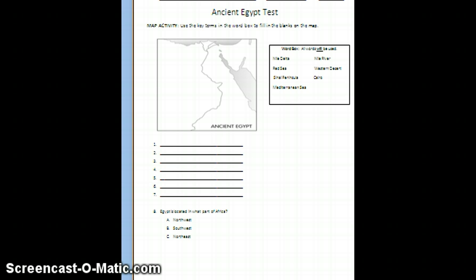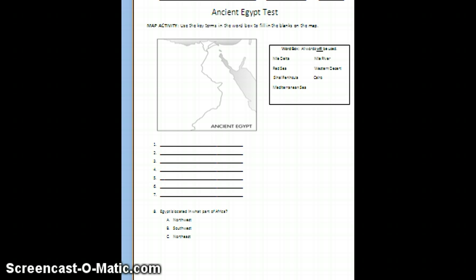Multiple choice. Choose the letter with the best answer. Number 16. Egypt was originally divided into two regions, the blank and blank. A. Northern and southern. B. The valley and the Nile. C. Upper and lower.